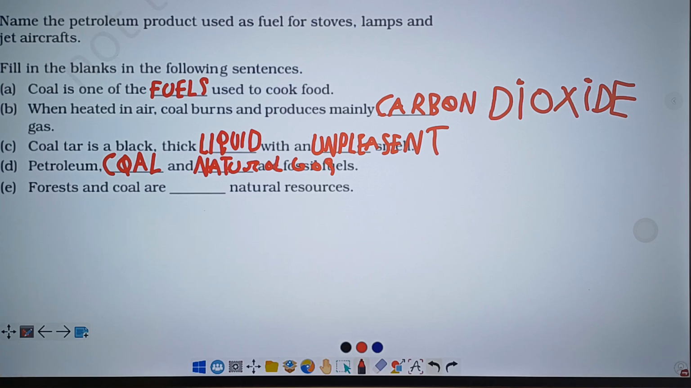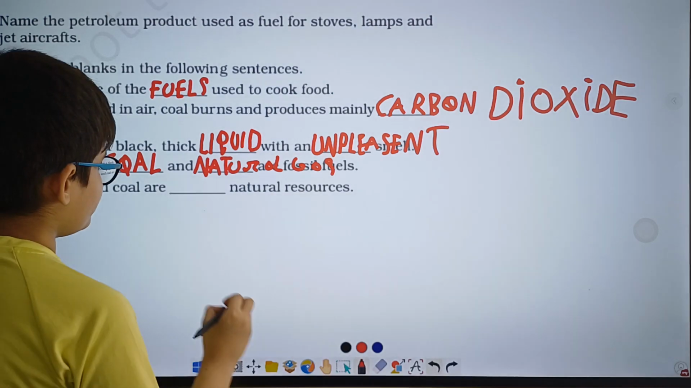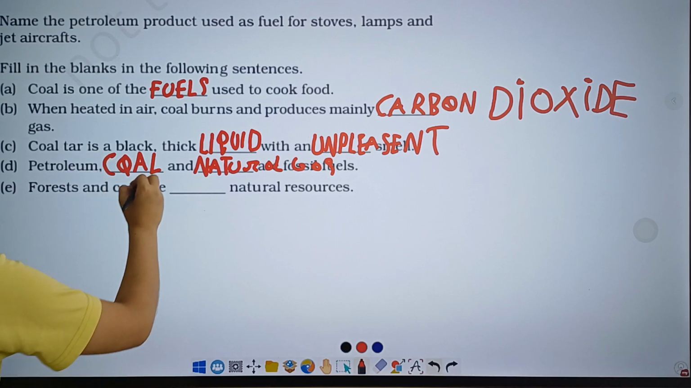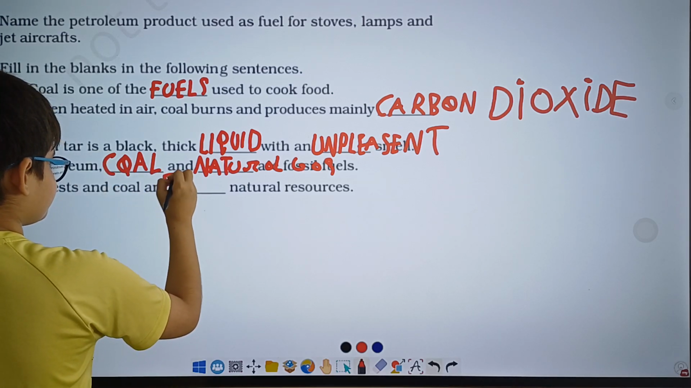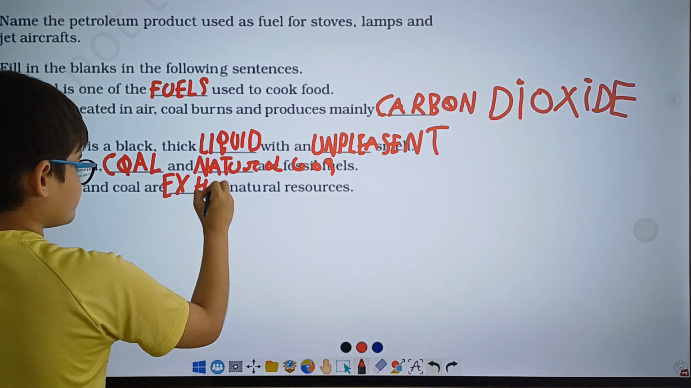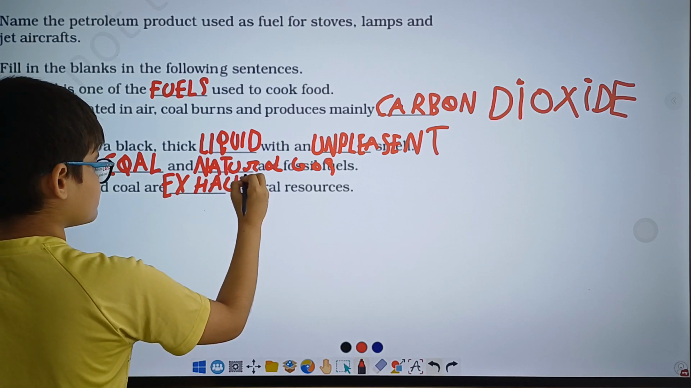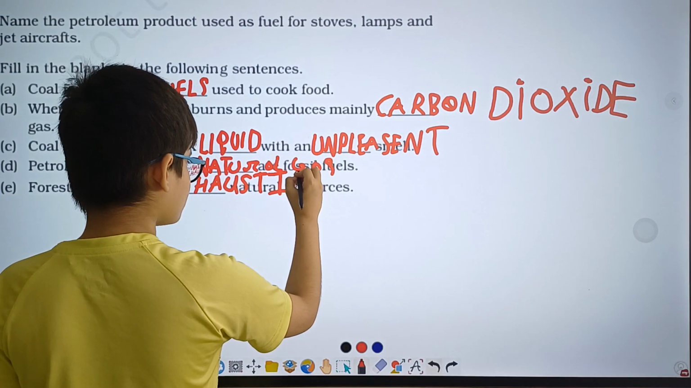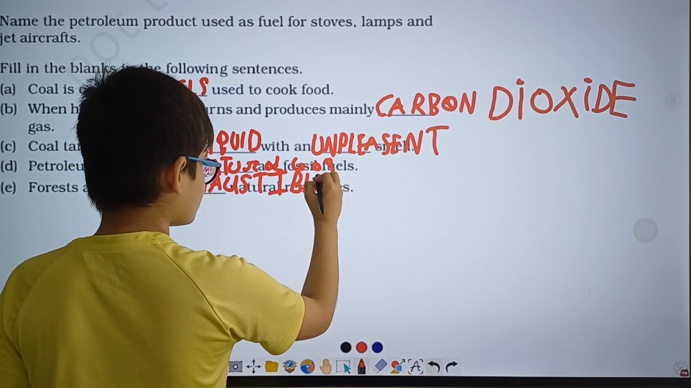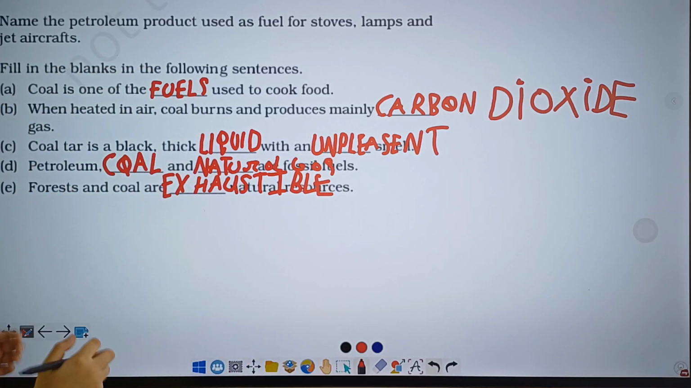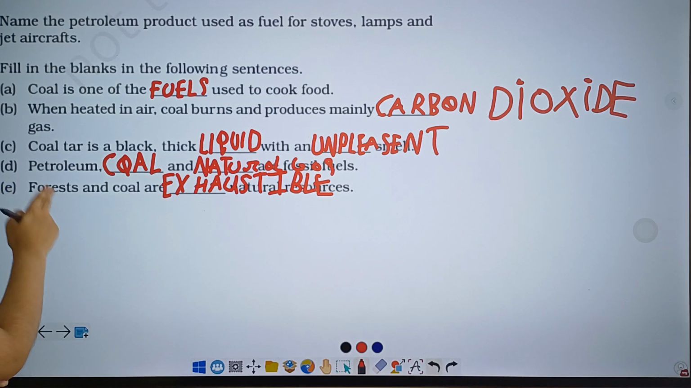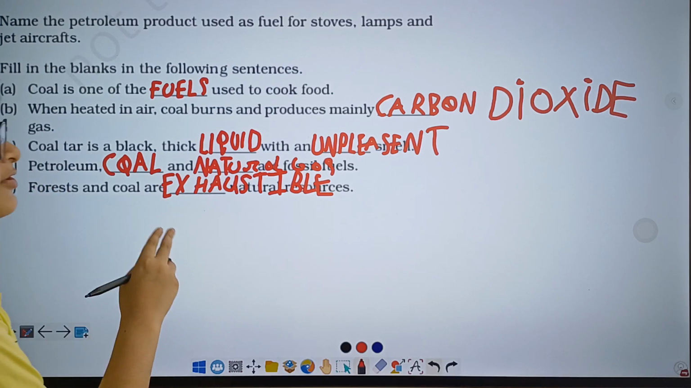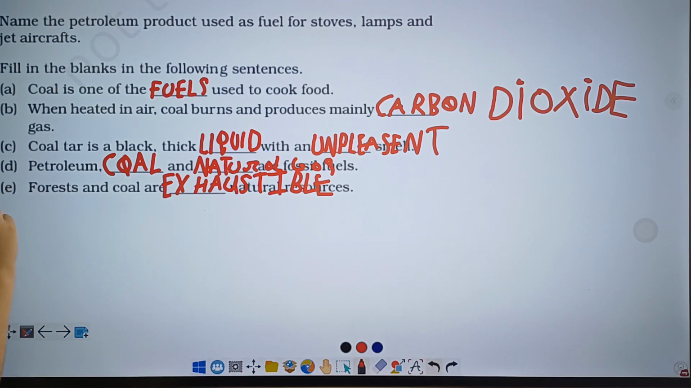And the final part of this question, of part E, forests and coal are natural resources. Forests and coal are exhaustible natural resources. The reason why they are exhaustible natural resources is because both of them, forests and coal, can run out because they are limited in quantity.